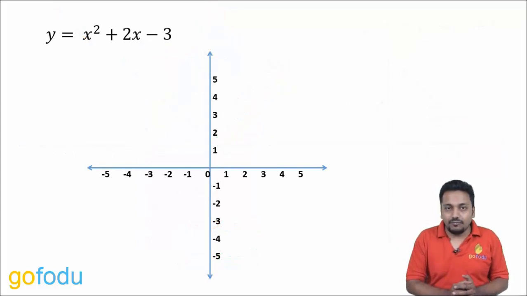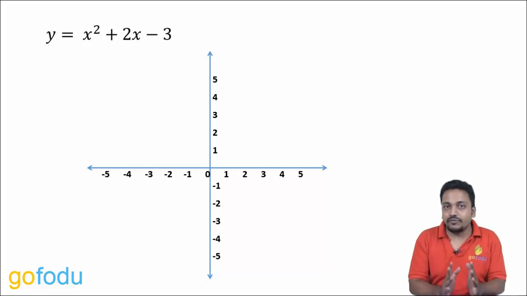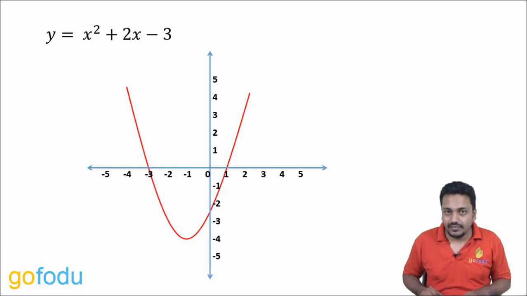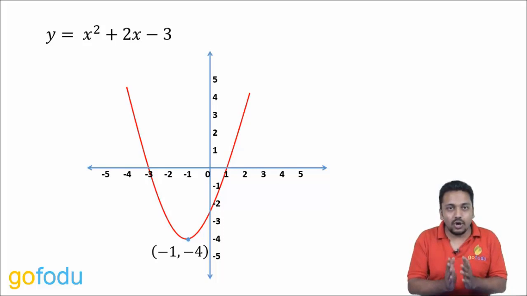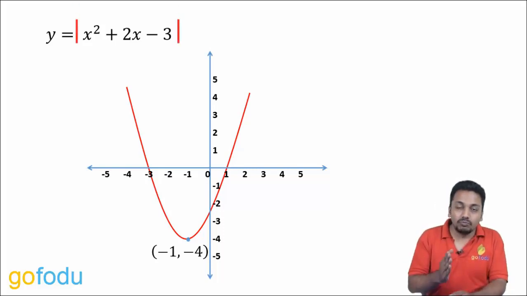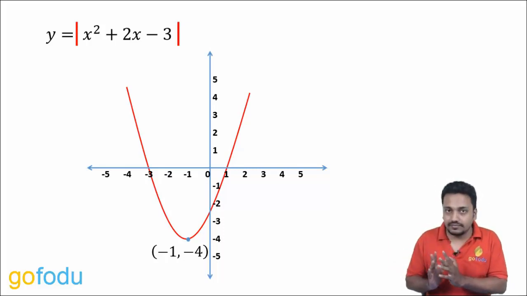Next we have graph for this quadratic equation. Please refer to the video on quadratic equation if you have any difficulty in drawing this graph. The roots are minus 3 and 1 and the minima is at minus 1 comma minus 4. What about the graph of y is equal to mod x square plus 2x minus 3? Now what we have here is the graph for quadratic without the mod. And from this we will try to deduce the required graph.